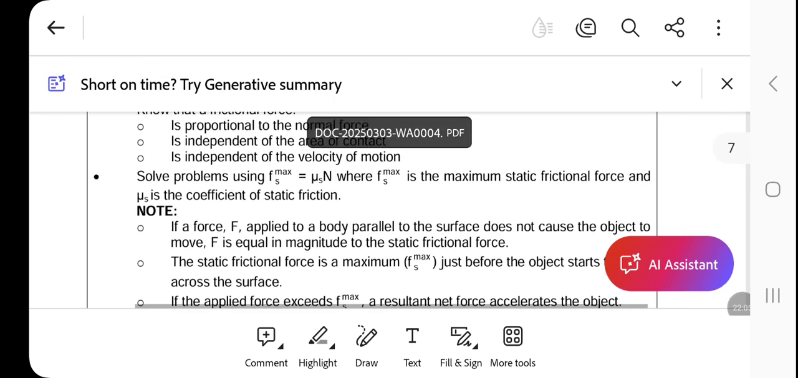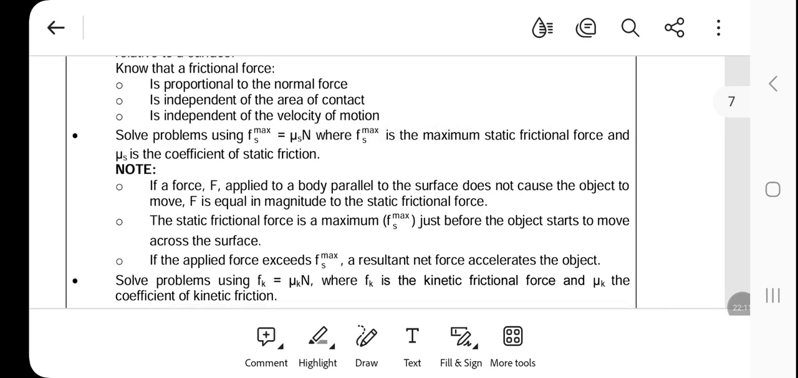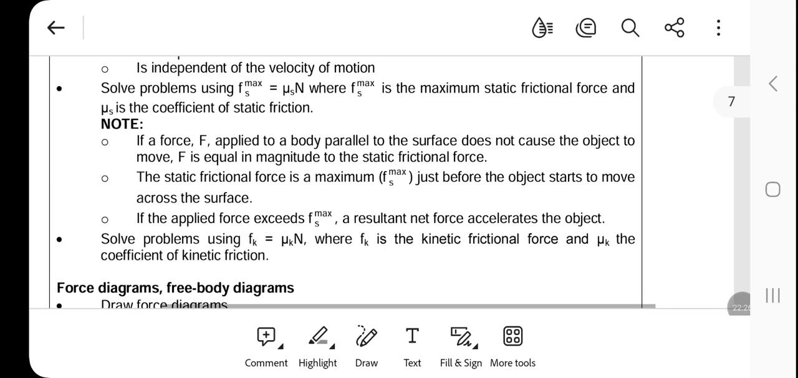Okay, the next part here, they're talking about a force F, you know that force F is the force applied. If a force F applied to an object parallel to the surface does not cause the object to move, F is equal in magnitude to the static frictional force. Here they're talking about static frictional force. I'm going to explain this statement. Then they say the static frictional force is a maximum just before the object starts to move across the surface. If the applied force exceeds the maximum static frictional force, a resultant net force accelerates the object.